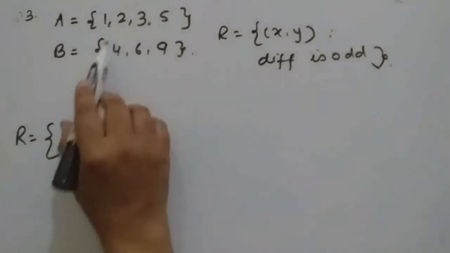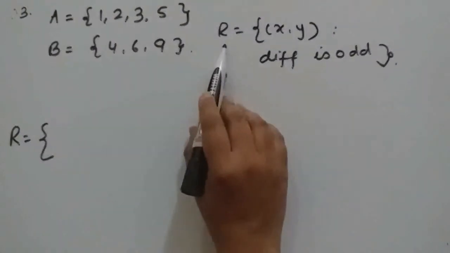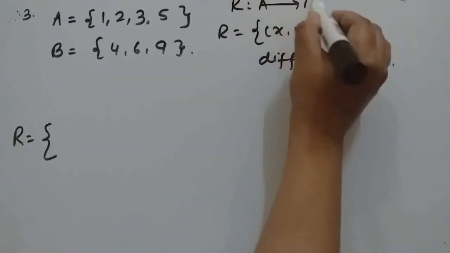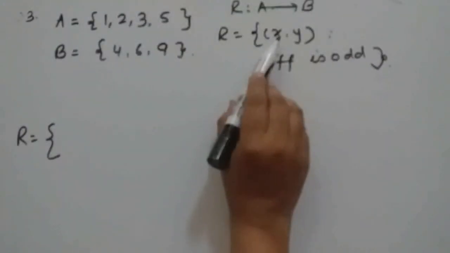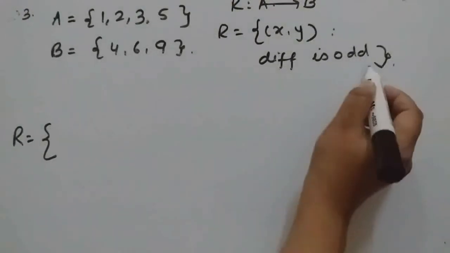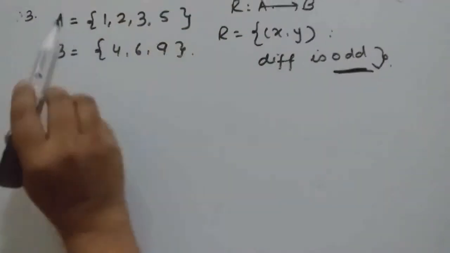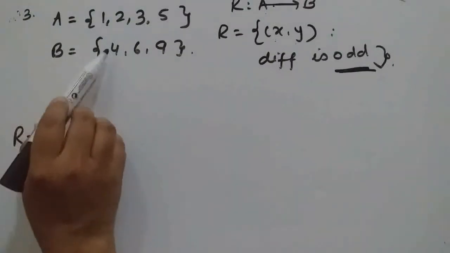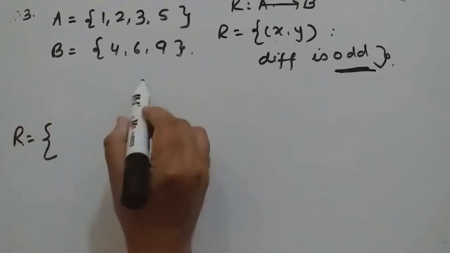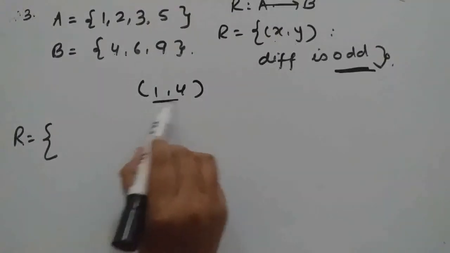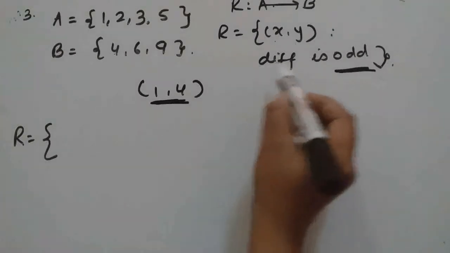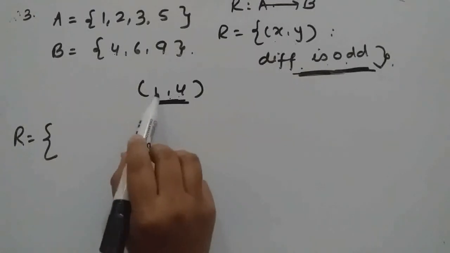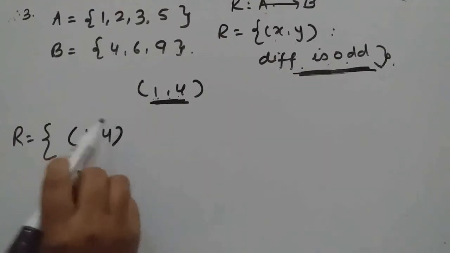Question 3. A and B sets are given, and R is also defined, R from A to B, where the difference of x, y is an odd number. So we should check. Suppose x belongs to A, y belongs to B, so first element from A, second element from B. So 1 comma 4 if you write, we check whether this element holds true for the property. Difference is odd? Yes, 3 is the difference, so it is odd. So 1 comma 4. Similarly, you have to check for each pair.